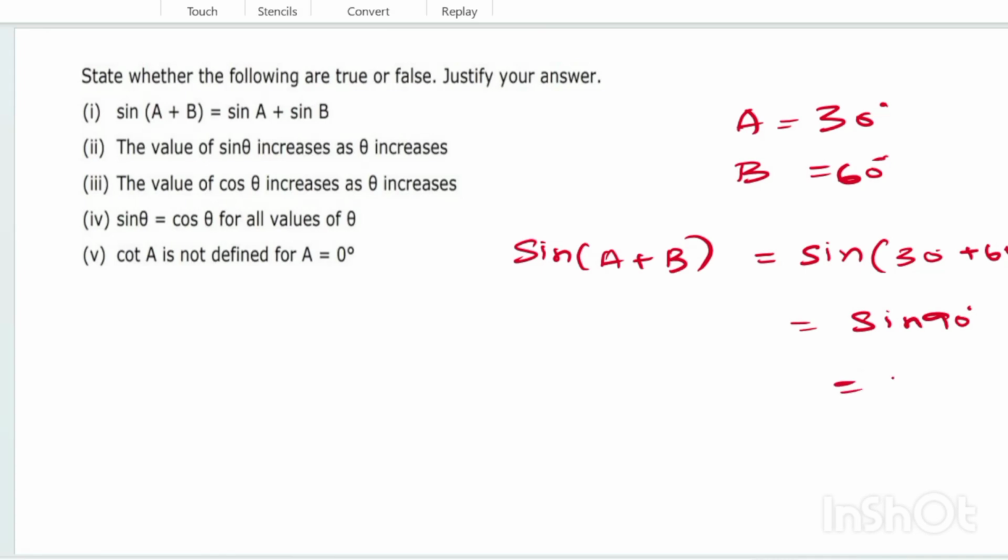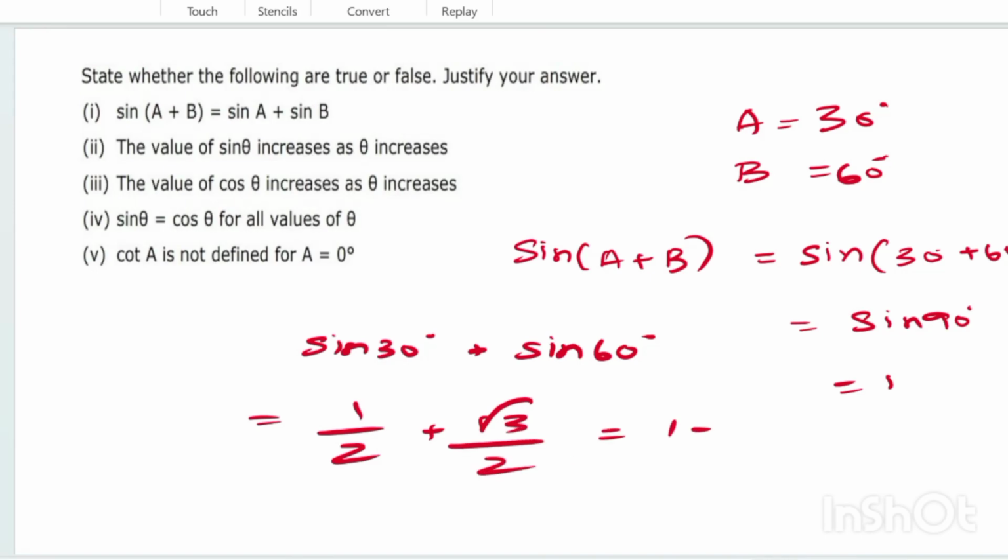What is sin 90? It's 1, right? So for sin(A + B), we got 1. Now sin A plus sin B, that is sin 30 degrees plus sin 60 degrees. What is sin 30? It's 1 by 2. And what is sin 60? It's root 3 by 2. We'll be getting (1 + root 3) by 2. So we know that this is not equal to 1, so this statement is false. We can never write like this.